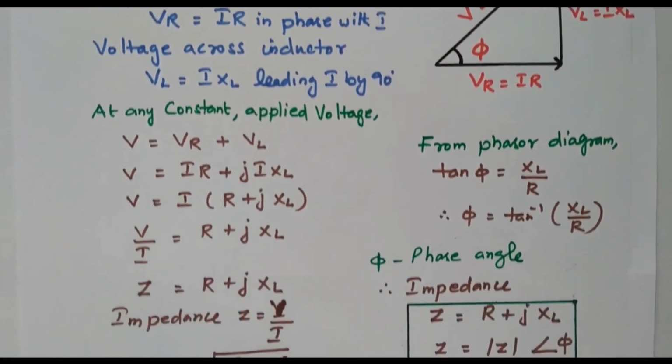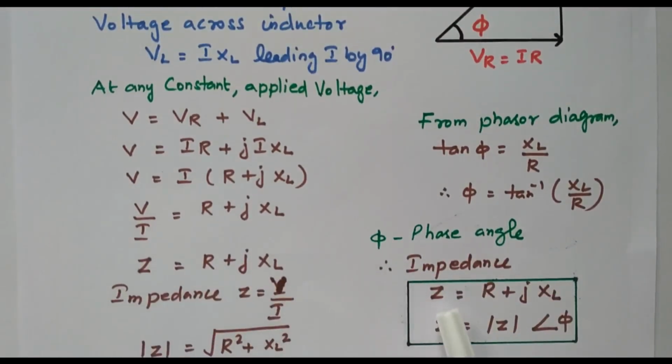Now we can represent the impedance in two different forms. Z equal to R plus jXL is the rectangular form. Z equal to magnitude of Z at angle phi is the polar form. So we can represent the impedance in rectangular form and polar form. This Z can be calculated from this formula, and phi can be calculated from this formula. Now we'll go for the phase angle between the current and voltage.